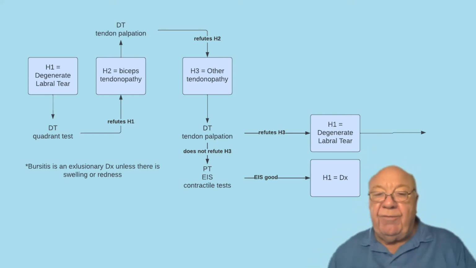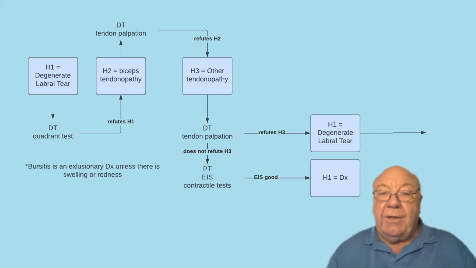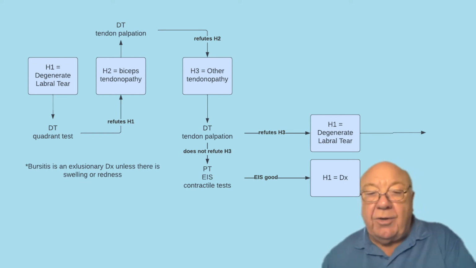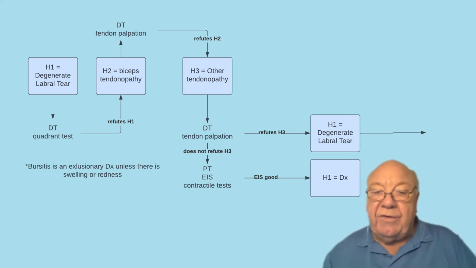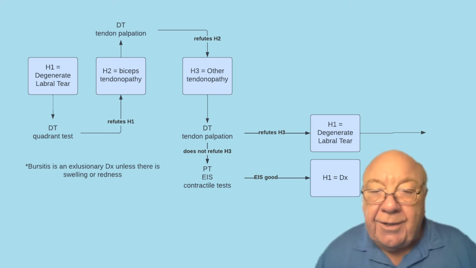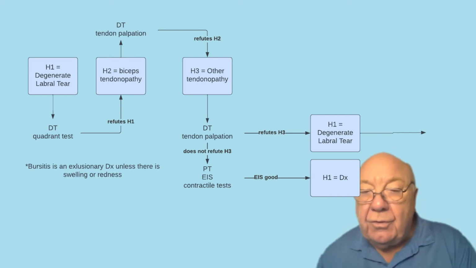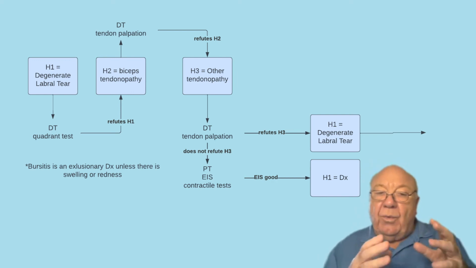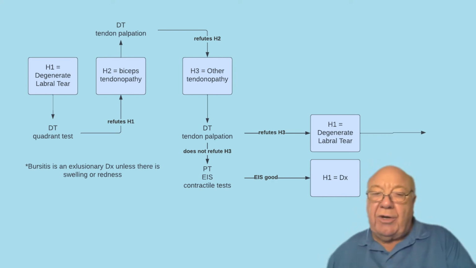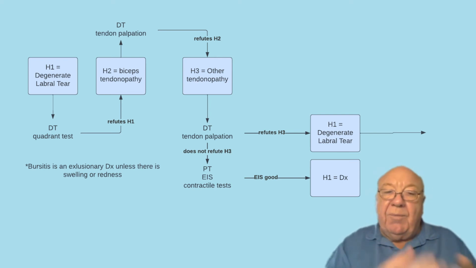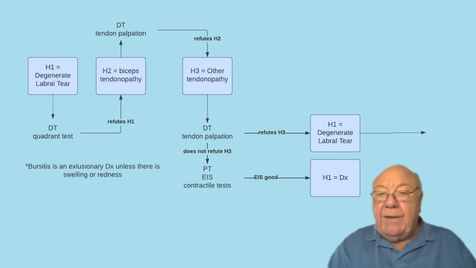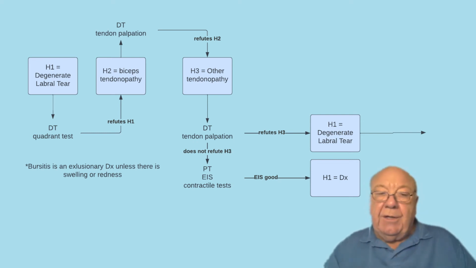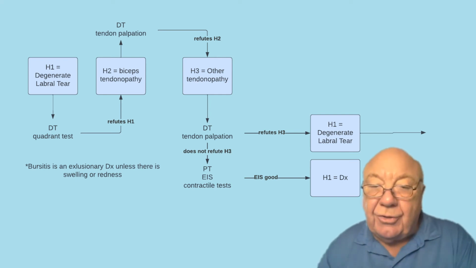So if we refute that, then we move to H3, which is another tendinopathy. Again, you apply disproving tests, palpate the tendon is your best bet, looking for it to be negative. If that's negative and it refutes it, then move on to H1. So we're going to go back to a degenerative labral tear, because we know it's not an AC joint problem, almost certainly, because the quadrant test was negative when we used it to disprove the labral tear. That should also stress out the AC joint. So as far as we can disprove these things with a single test, we don't have to worry about the AC joint yet.